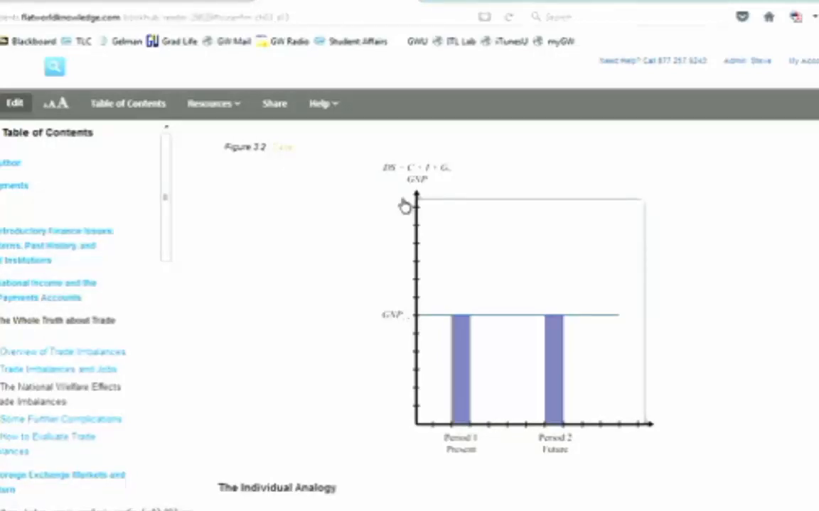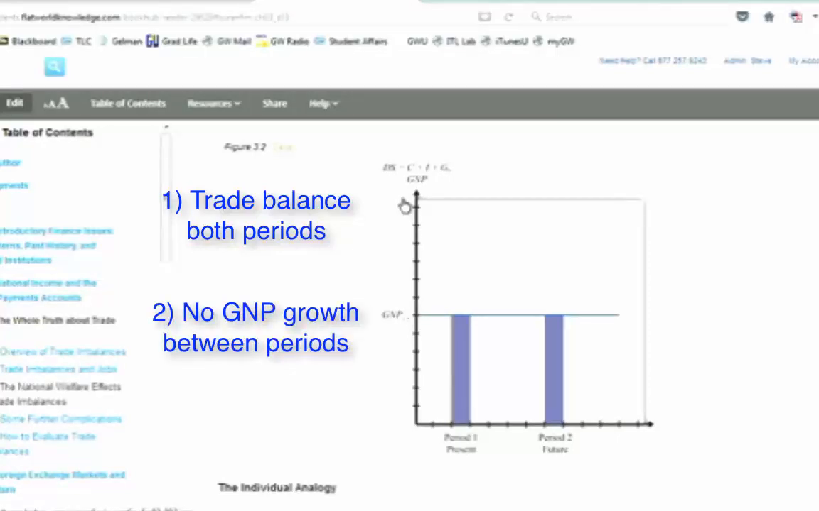Now, we're going to make two assumptions in this baseline scenario, which is incredibly uninteresting, but I'm going to walk us through it anyway. In the baseline scenario, we're going to assume two things. Number one, that the country runs a trade balance in both the first period and the second period. So exports are equal to imports, trade balance persists. And number two, we're going to assume that there is no GNP growth between the present and the future. All right? And then we're going to plot as a bar graph. What the bar graph is meant to represent is domestic spending. And what the line is meant to represent is the level of gross national product or production.